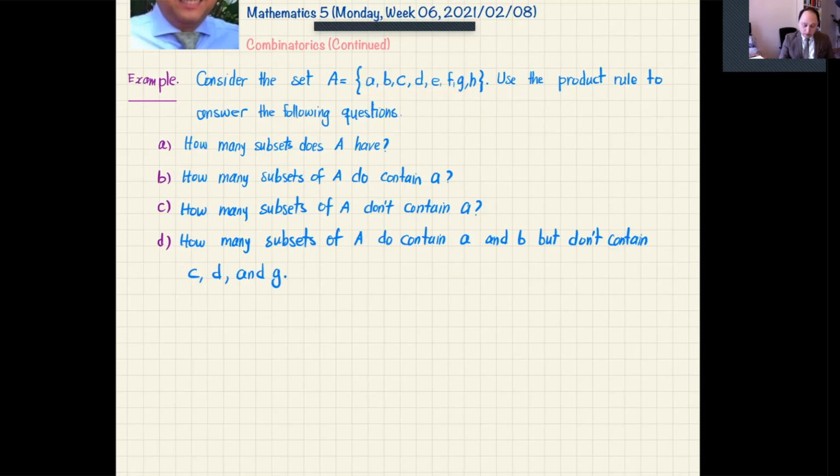The task is an 8-stage task. The first stage is the decision about A, which can be done in two different ways. What are those different ways? Either I decide for A to be in my subset, or I decide that A shouldn't be in my subset. There are two possibilities for A when I want to decide. So the first stage, decision about A, can be done in two different ways.